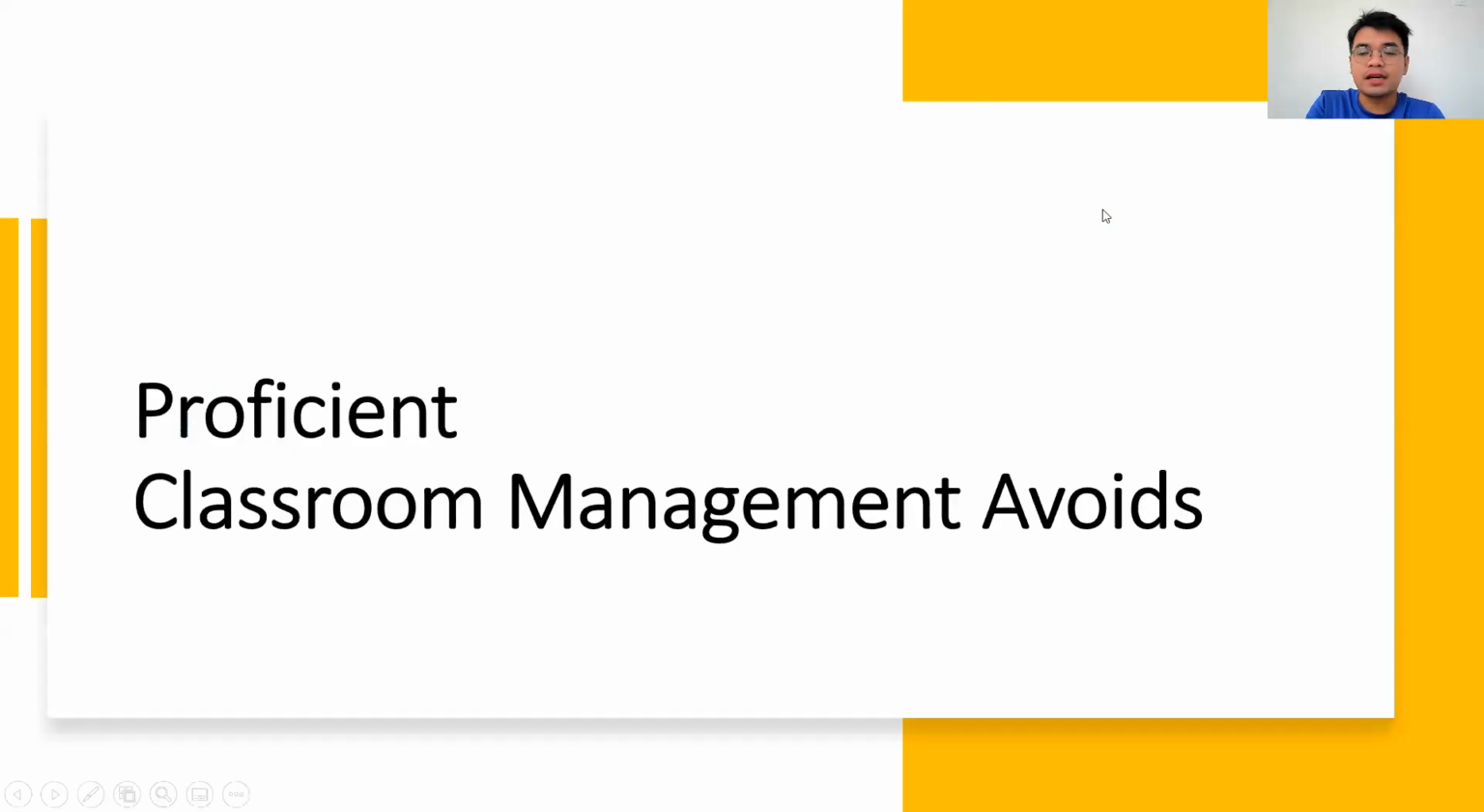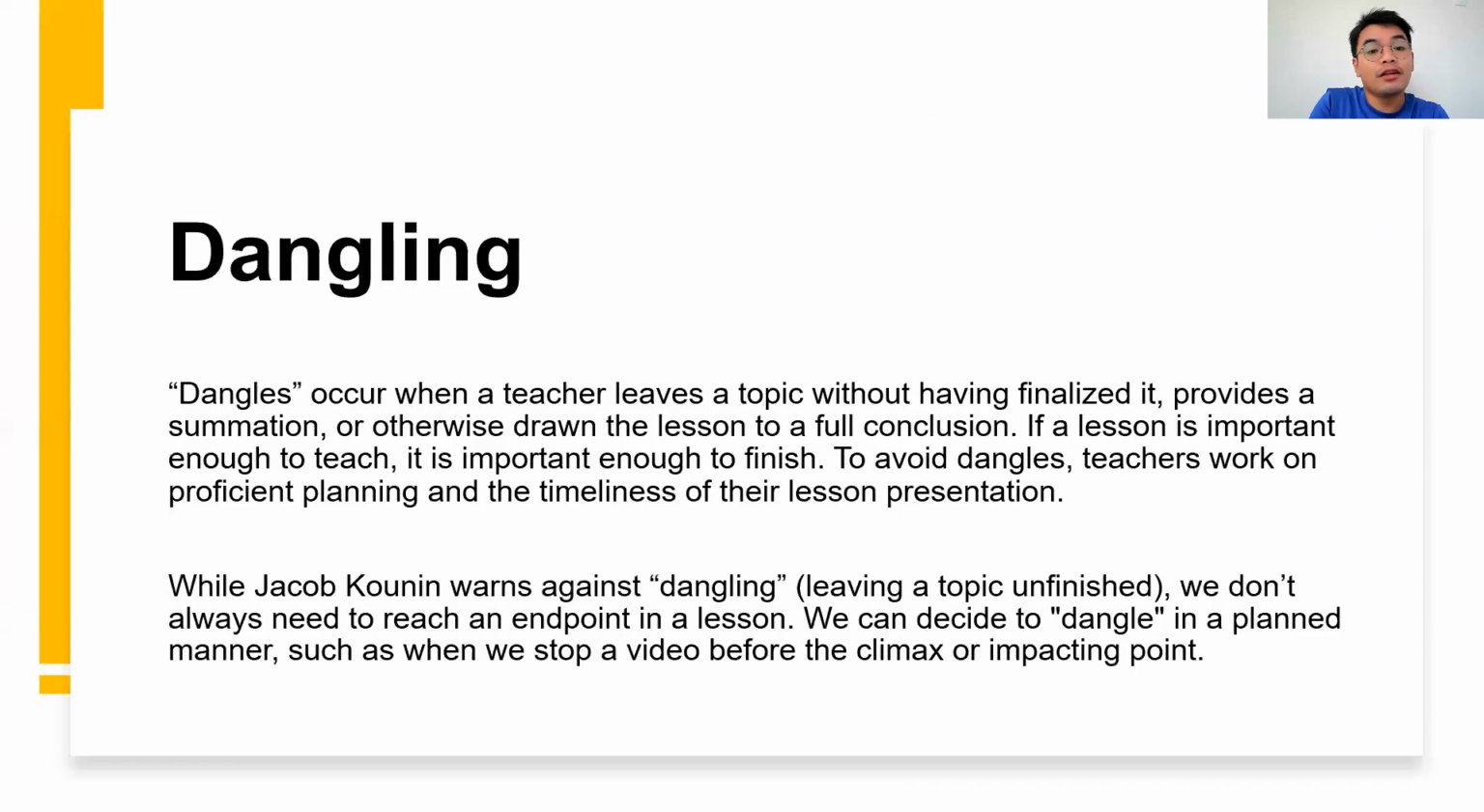Now, proficient classroom management avoids... What should we avoid when we are teaching? Dangling. What is dangling? Okay? This comes out in the licensure exam. You have to take note of these things. Okay? Dangling occurs when a teacher leaves a topic without finalizing it.